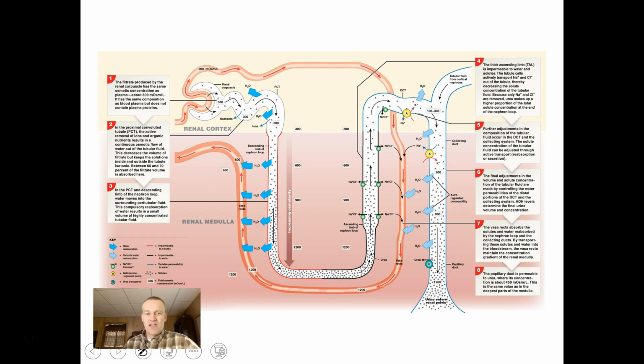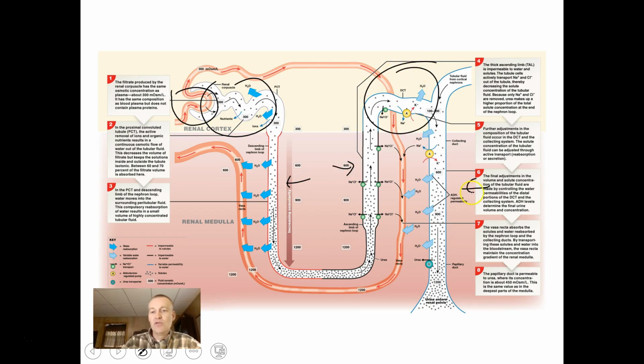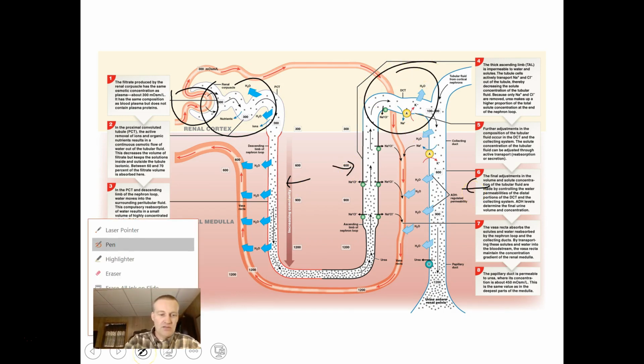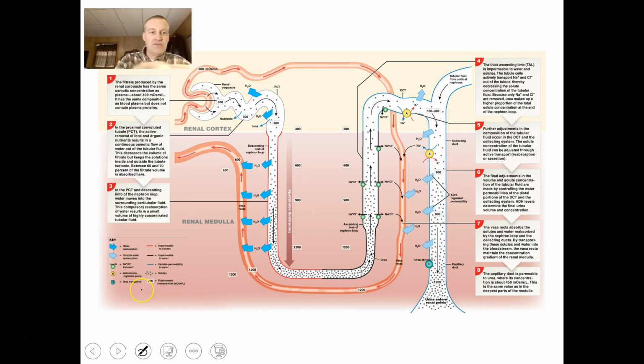This is kind of a nice diagram. I like it. It's kind of small to see on the screen, I know, but here, just to orient you, you have the glomerulus, proximal convoluted tubule, descending loop, ascending loop, distal convoluted tubule, and collecting duct. Let me take the ink off that. Let me move my face.